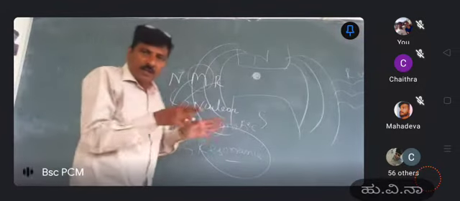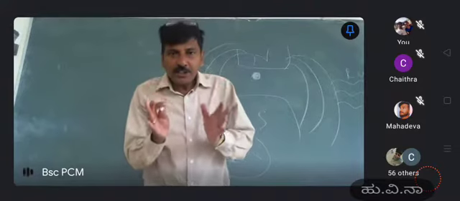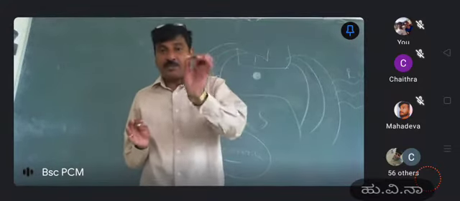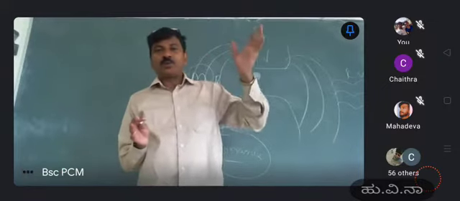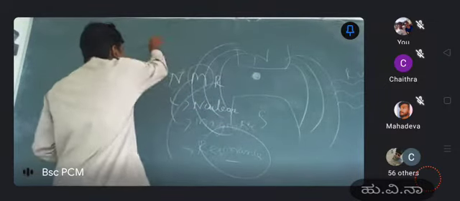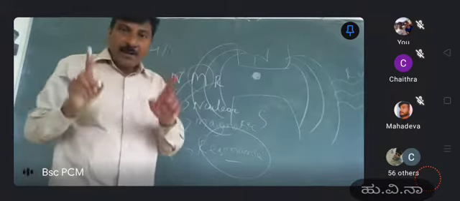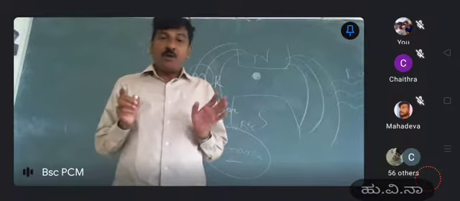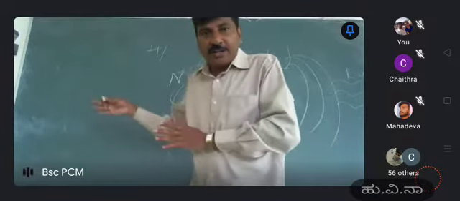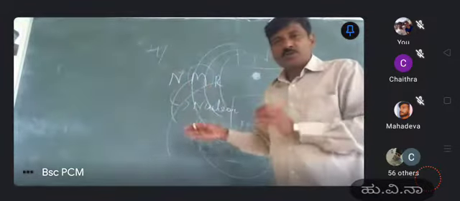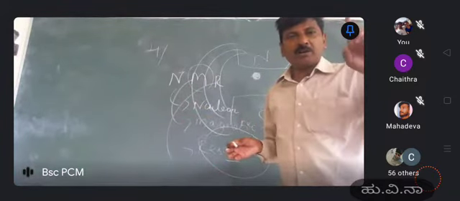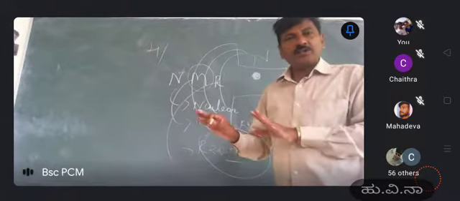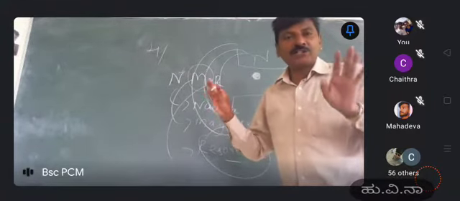Whatever I am saying now is another important 4-mark question: explain the principle involved in NMR spectroscopy. How do we start? You have to start your answer from this: nuclei with an odd number of protons, or an odd or even number of neutrons, are all NMR active.